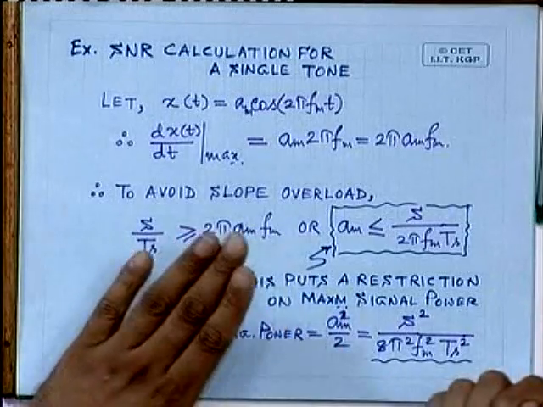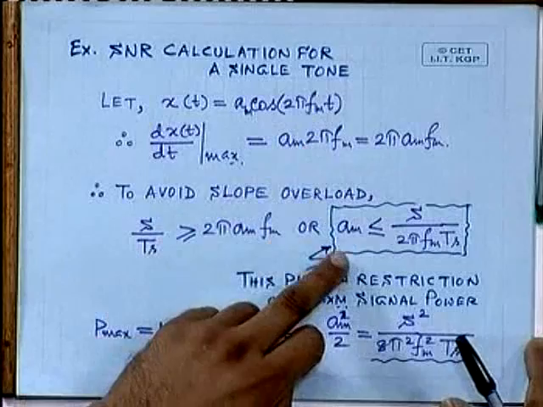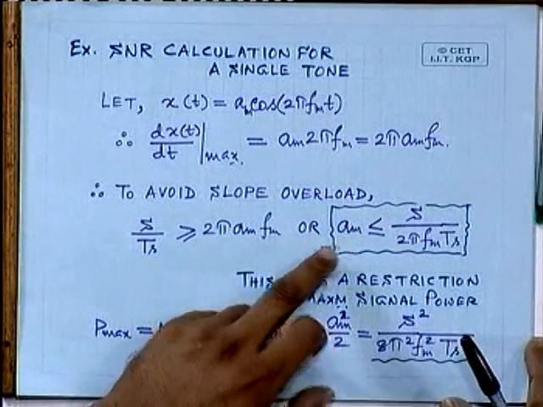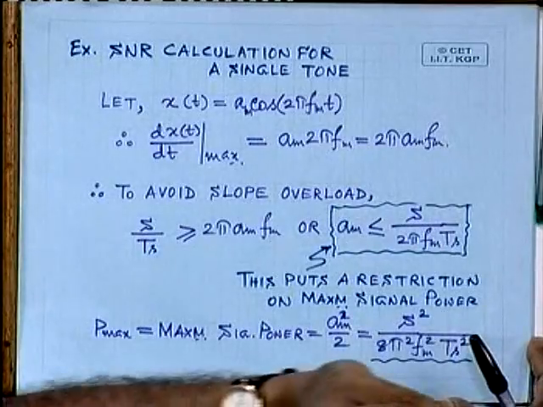If you have a signal at this frequency fm whose peak amplitude is less than Am, then that is not going to cause any slope overload. So the maximum signal power that you can feed to this modulator without causing slope overload is this expression.